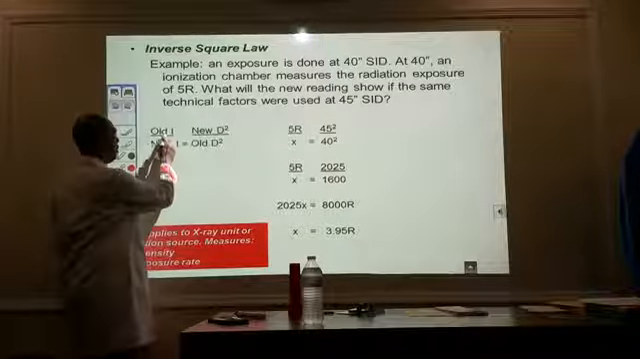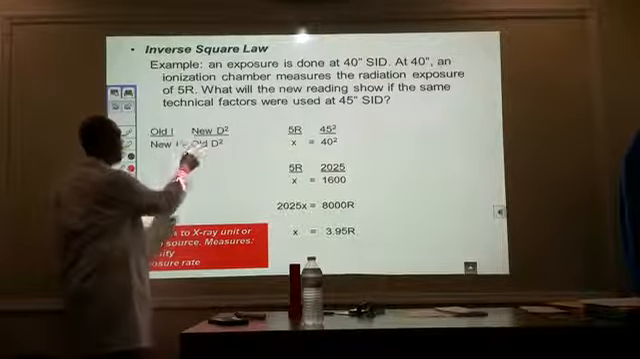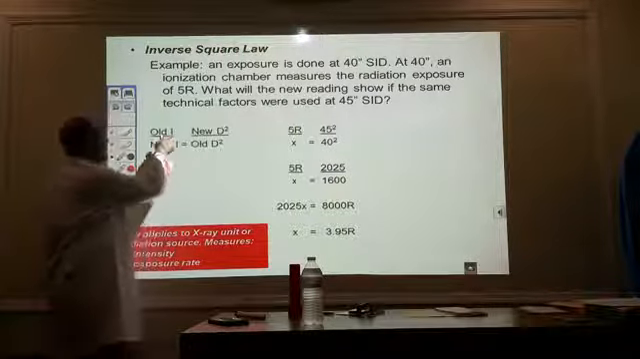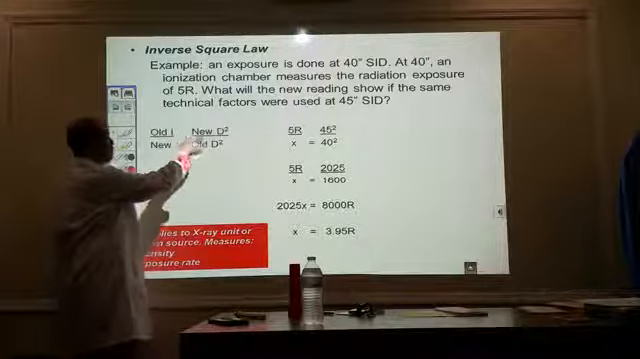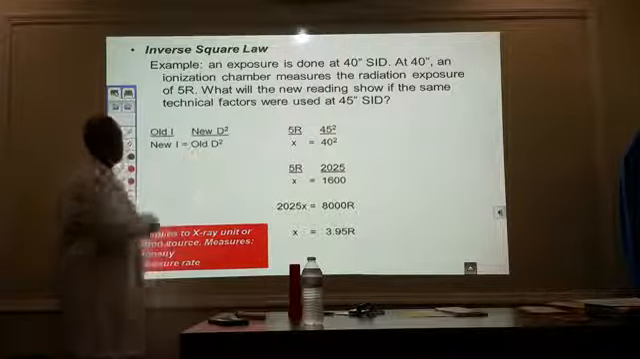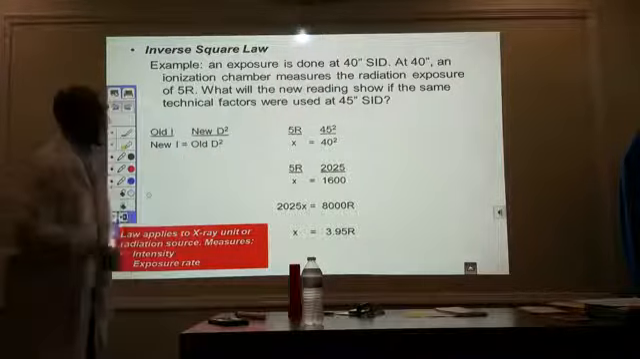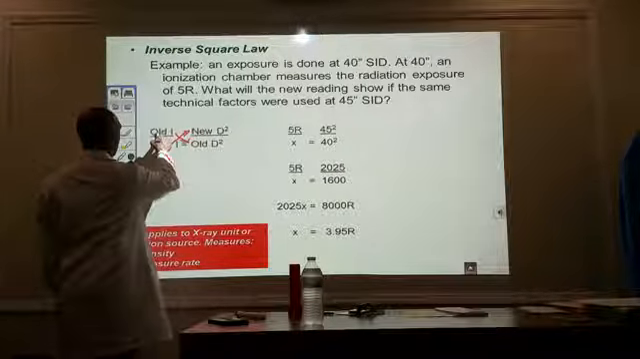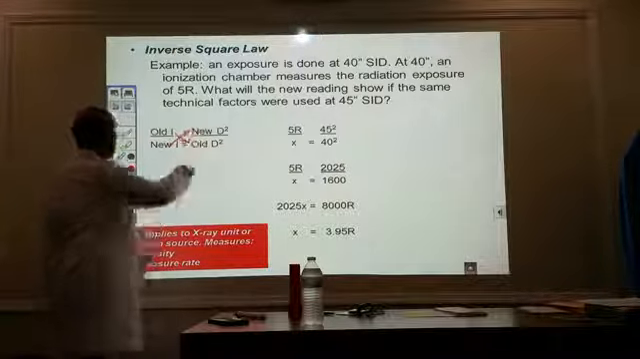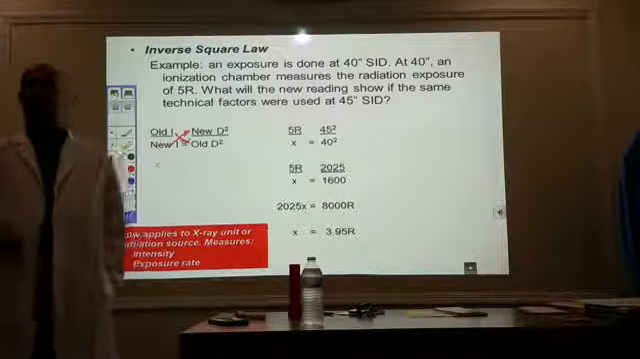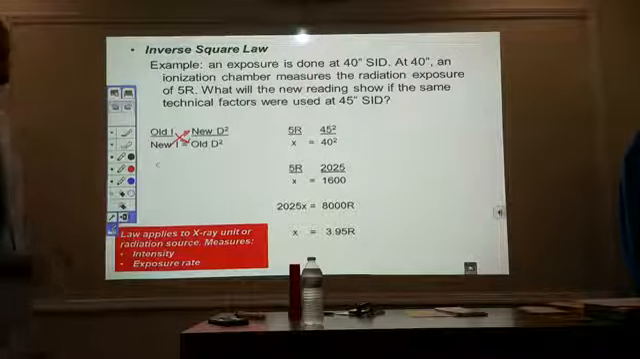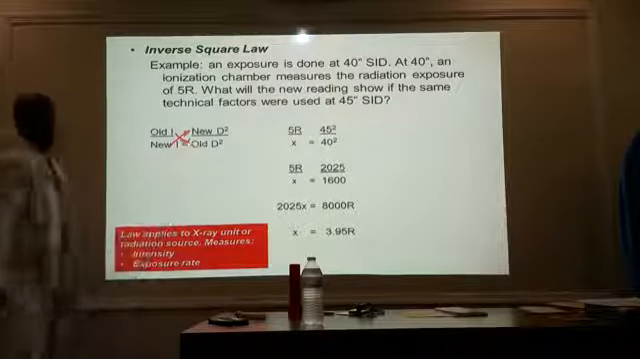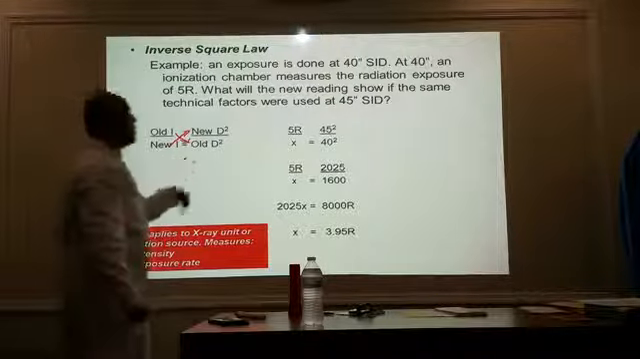Because you're going old to new, new to old, it's inversed. Okay? Old intensity over new intensity is equal to new distance squared over old distance squared. But they're opposite. So it goes old to new, new to old. I'm trying to teach you guys how to recognize patterns. Old to new, new to old. All right? Let's plug in the numbers.